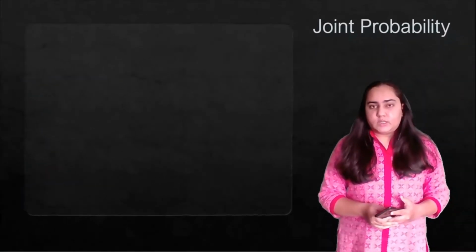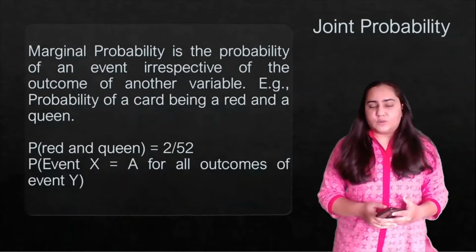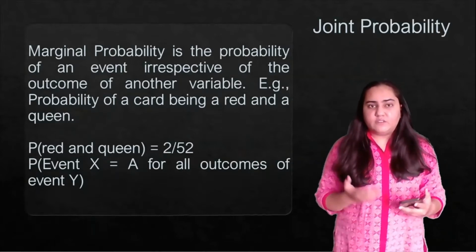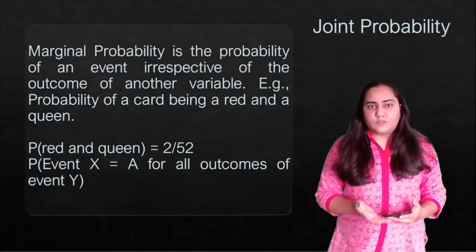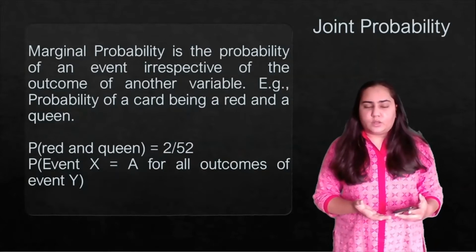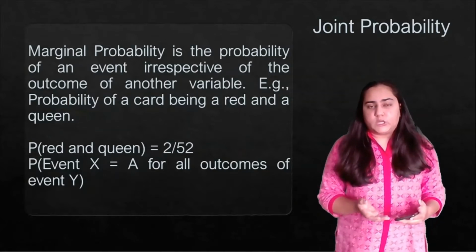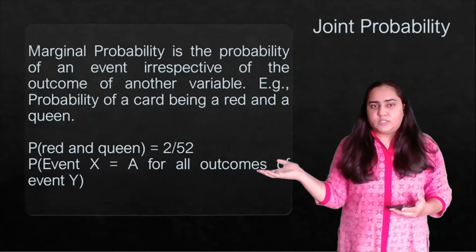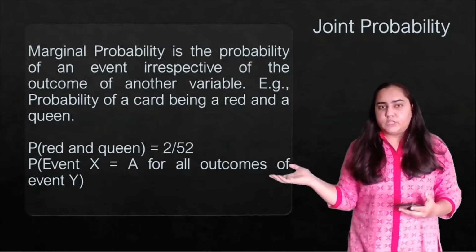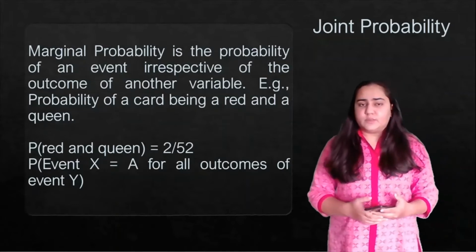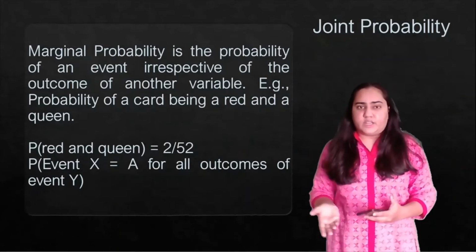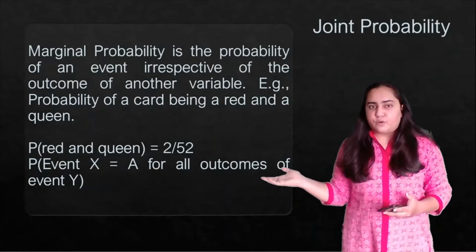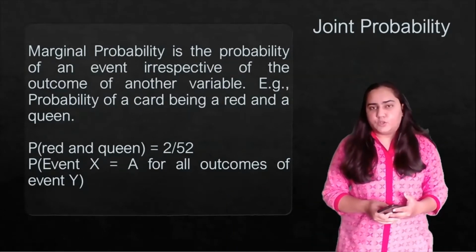The next type of probability we are going to discuss is known as marginal probability. Marginal probability is the probability of an event irrespective of the outcome of another variable. For example, if you were to pick a card and wanted to find the probability of whether that card is red and a queen, then that probability would be P of red and queen, which would be 2 by 52 in this case, because there are 2 red queens, one of hearts and one of diamonds. So the probability is 2 by 52. So this is where event X is equal to A for all outcomes of event Y. This is known as marginal probability.